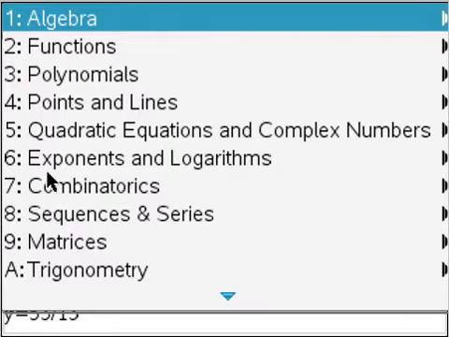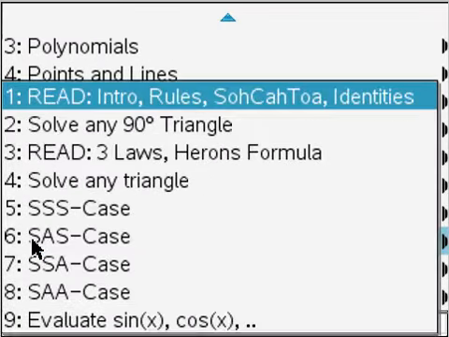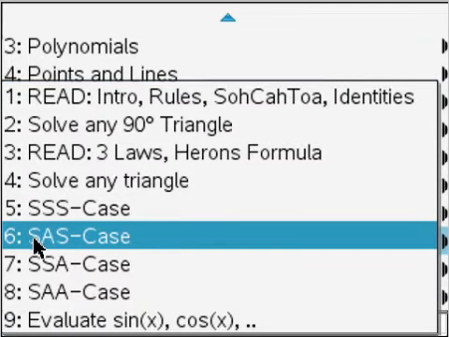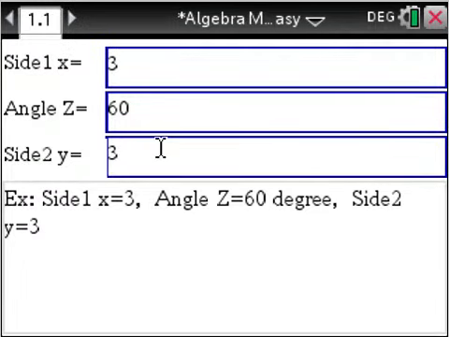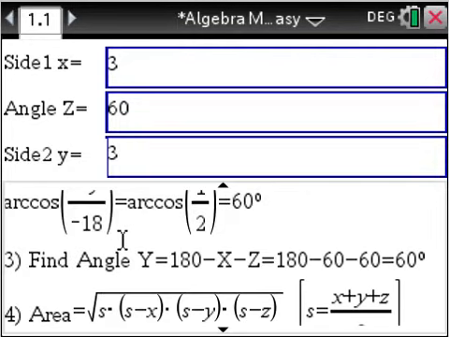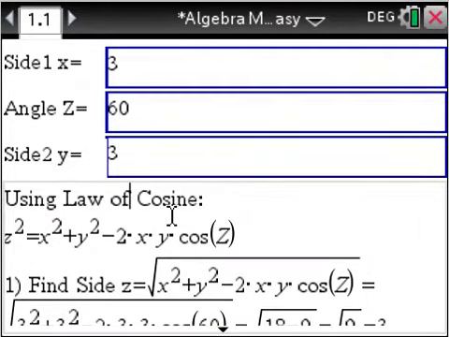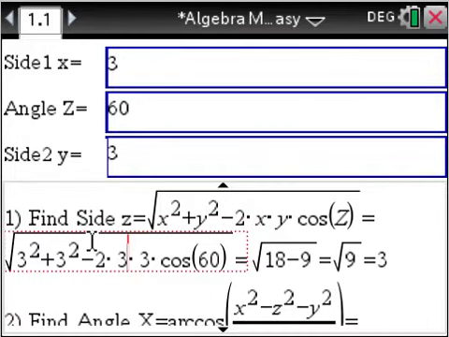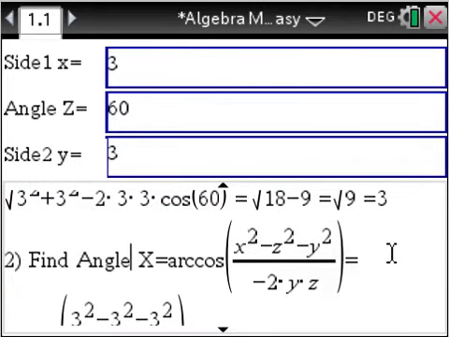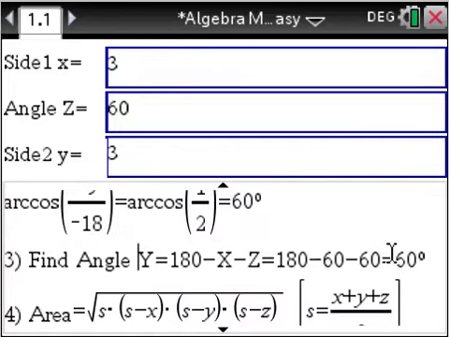Let's go back to the main frame, and let's go to Trig. Let's do SAS case. Let's plug this 3 in again. There are always directions or instructions over here so you know what to do. As soon as I plugged in all of my information, I already know I'm using the law of cosine, and to find side z, I plug in all the numbers and then simplify to get this number over here. Same thing goes for find angle x and find angle y.